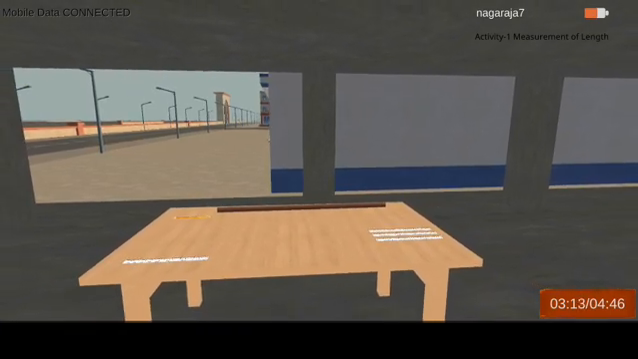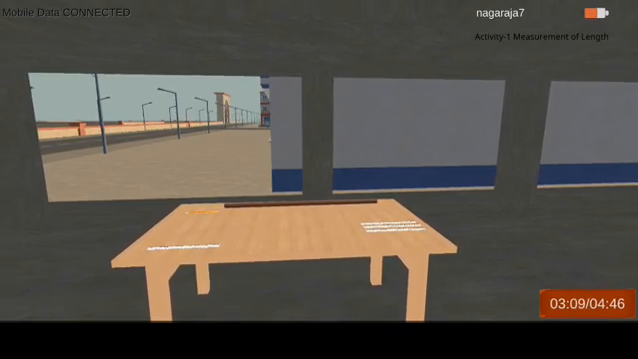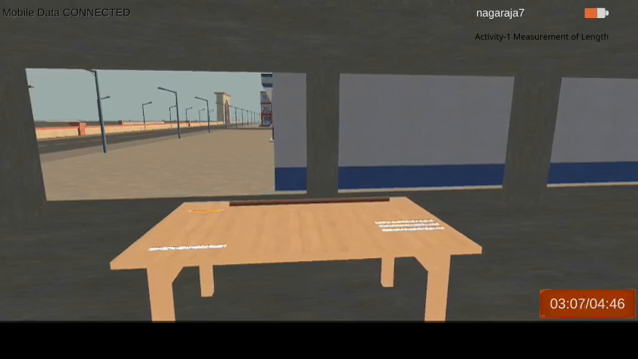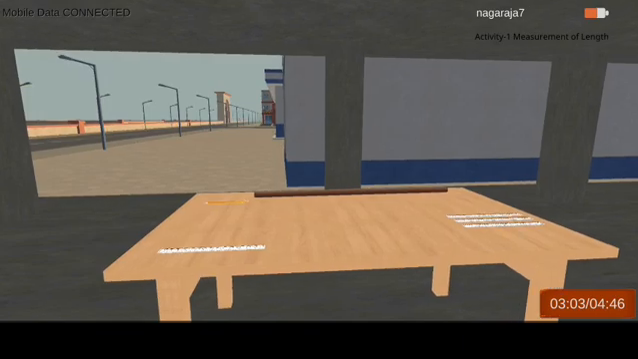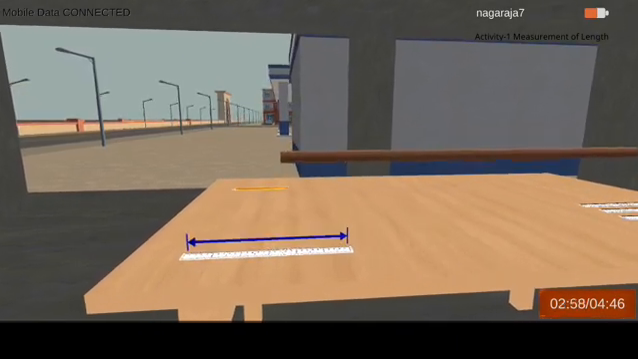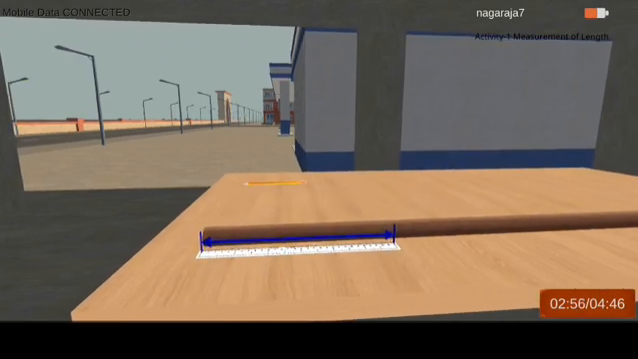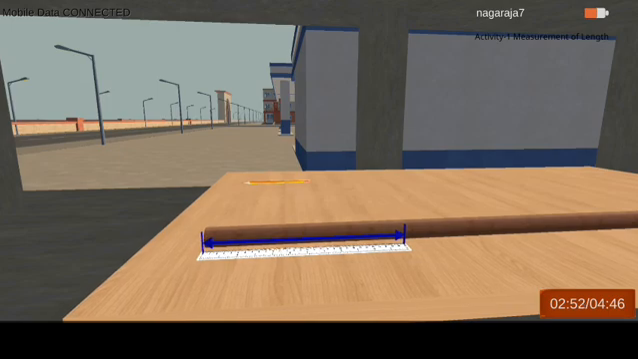But, what if the object length is more than 30 centimeters? How to measure that? Let's see. First, we place our scale on the one end of the stick and mark it on the table at 30 centimeters. Make sure that the stick should not be moved from its place while measuring.